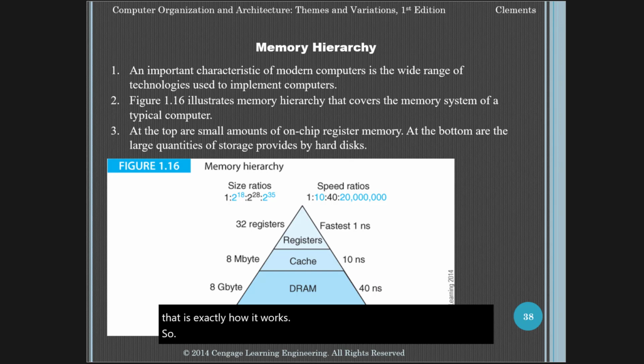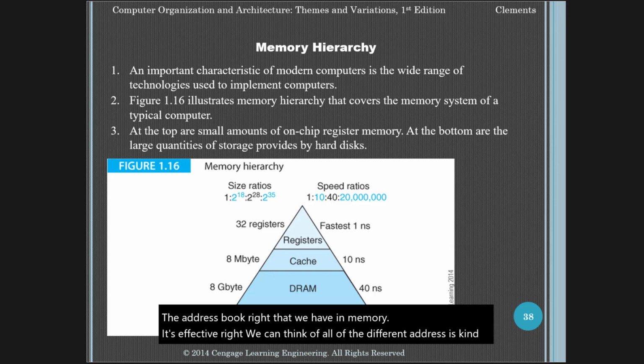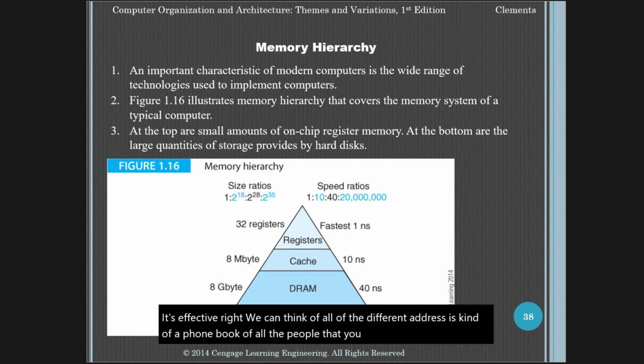So the address book that we have in memory, it's effective, right? We can think of all of the different addresses kind of like a phone book of all the people that you might phone regularly. And then you have that favorites list of people that you talk to on a very regular basis. So we can think of memory as operating in that type of analogy.